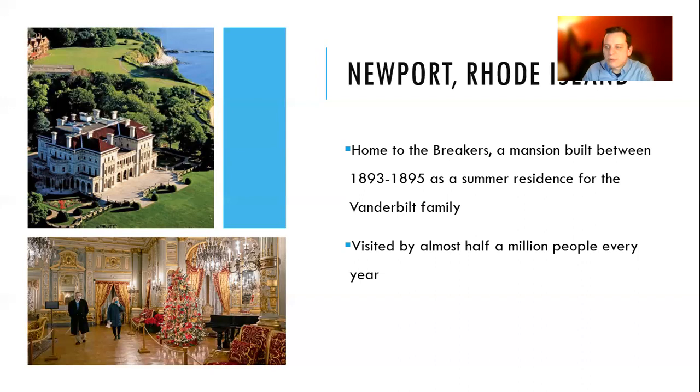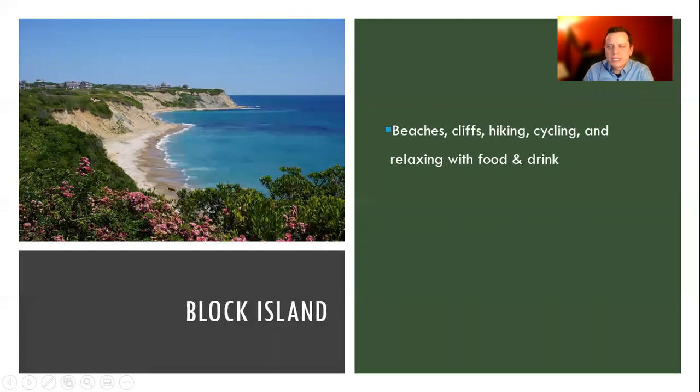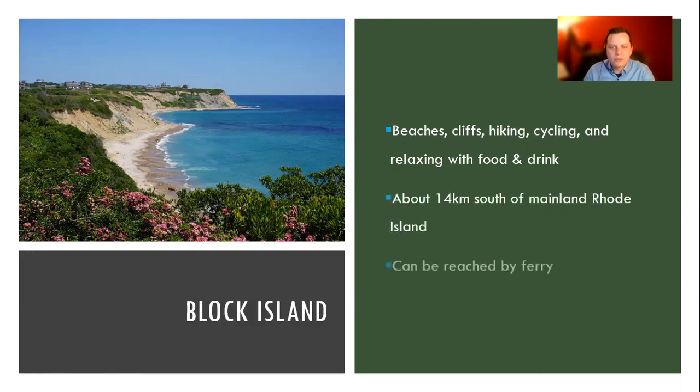If you think back to our map, we also had Block Island circled. So people like to visit Block Island. It's not too far from mainland Rhode Island. This is actually an island, Block Island. And of course, you can see part of these in the picture. Reasons why people and tourists like to visit. They like to visit the beaches, cliffs. They can go hiking and cycling, or just relax with food and drink and admire the view. And like I said, not too far away, 14 kilometers away from mainland Rhode Island, and it can be reached by ferry.